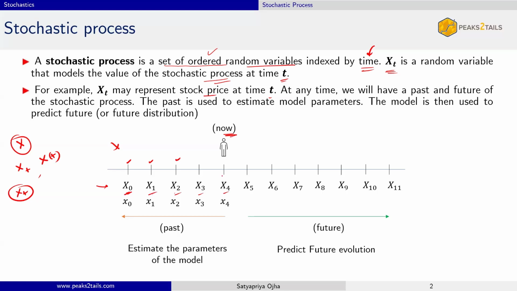Stock price, till this point you have the observations, right? It's not random anymore. So that's why x0 has taken a value small x0, x1 has taken a value x1. Remember, we write capital X for a random variable, and small x for the values it can take, right? So if you're standing here, x0, x1, x2, x3, x4, all of these random variables have been realized, and these are the realized values: x0, x1, x2, x3, x4. Okay, this is in the past.